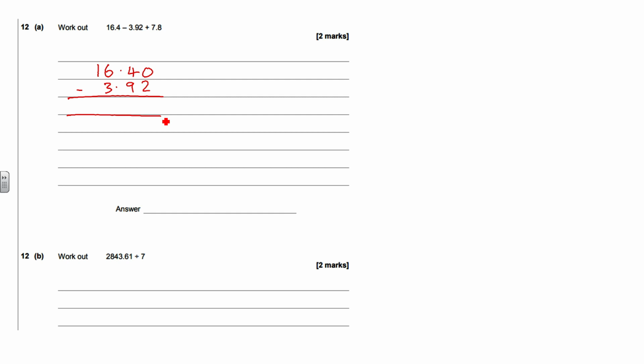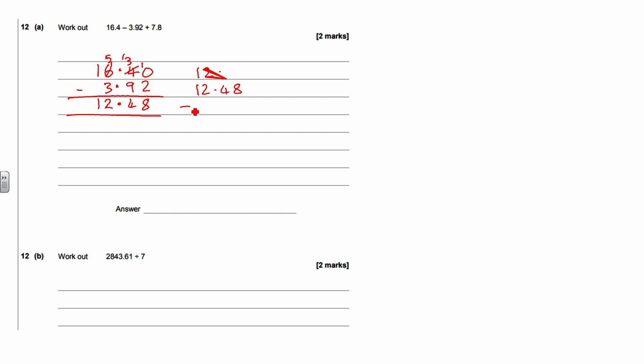So let's think here that we've got to borrow one of those to get 10 to make it 8. And we need to borrow one of those, so we can have 13 to take the 9 away, giving 4. The decimal point always stays at the same place. 5 take 3 is 2, and the 1 take away the nothing is 1. So we've got 12.48, and now we need to add on 7.8 onto that.